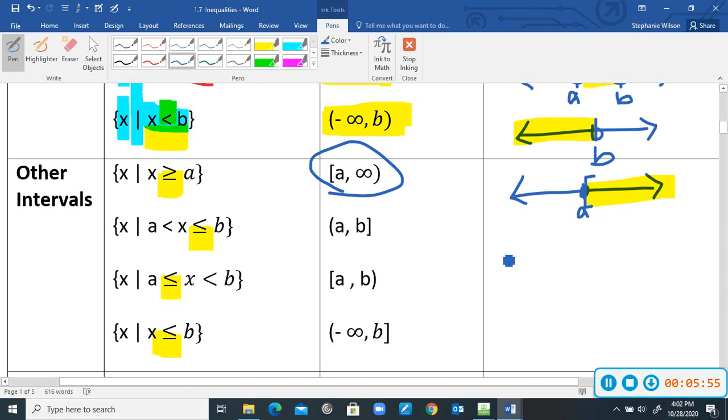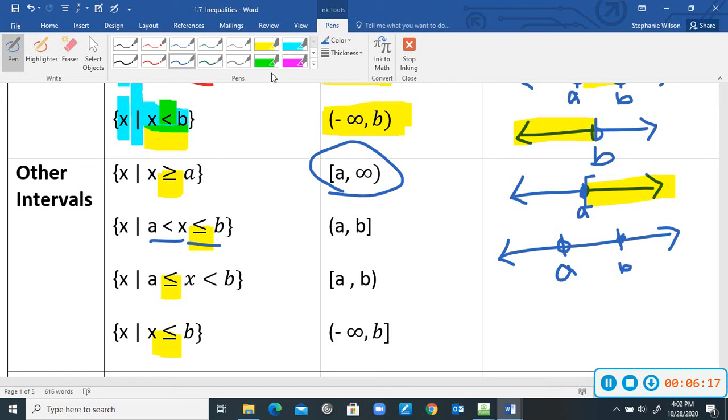So let's do the second one and move on just a little bit. We have a, we have b, and when we read it, it says a is less than x, but it's not included, so it's an open circle. It said x is greater than or equal to b, so that's a closed circle. And it said x fell between those 2 points, right? It's open at a and closed at b. Okay, so y'all kind of get the idea.